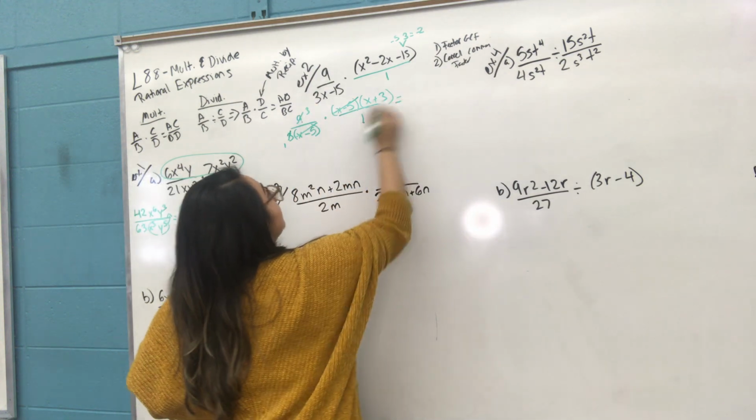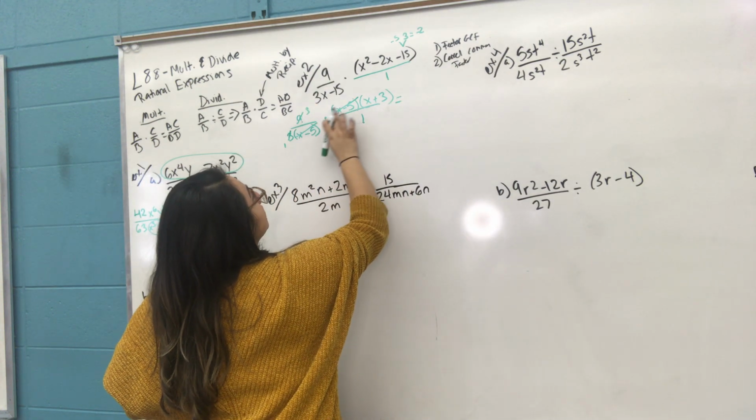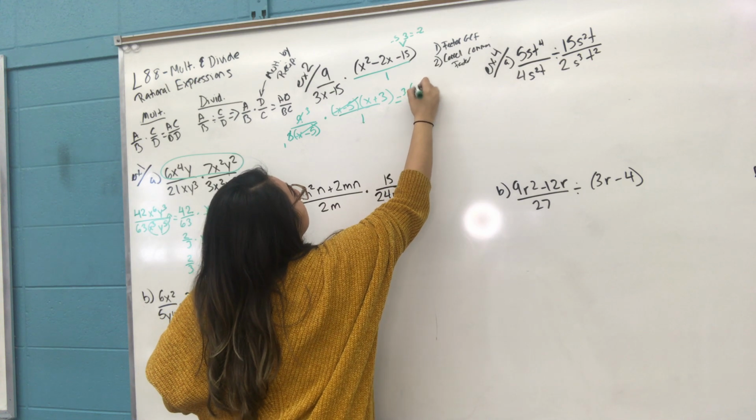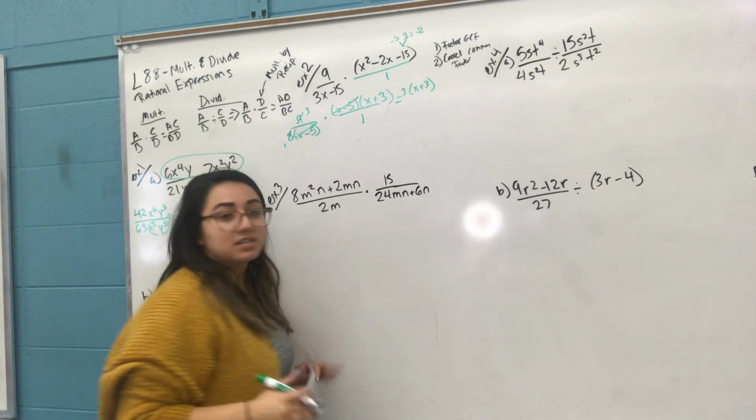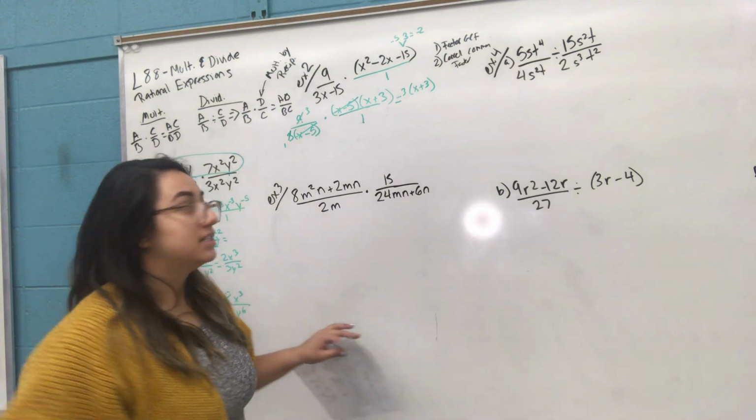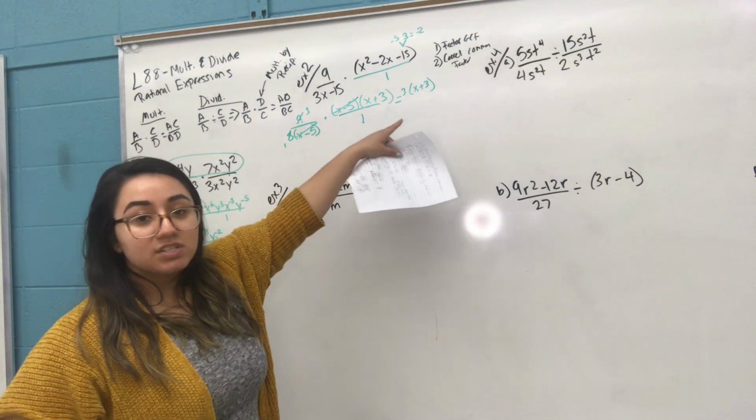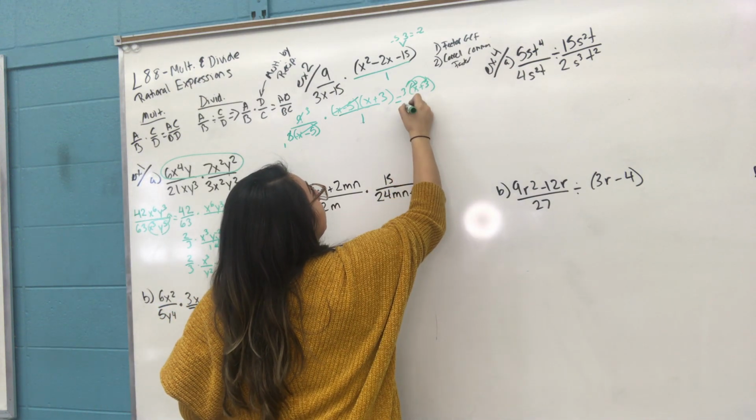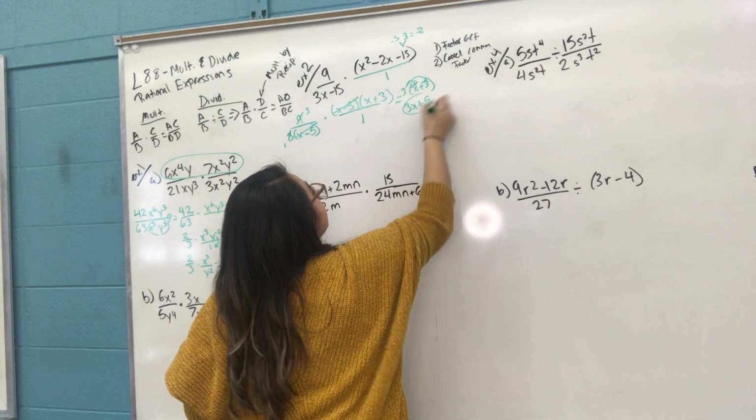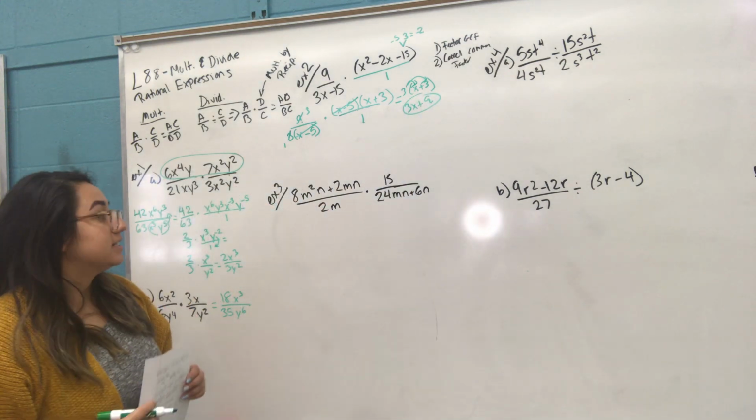Now, when I multiply across, I get 3 times x plus 3 over, and this is 1. It's just over 1, so I'm just going to leave it as that, because anything over 1 is the same number itself. Here, I have this so far, but I want to simplify even further with the distributive property. I have 3x plus 9, and that is your answer for that one. So take it a step at a time.